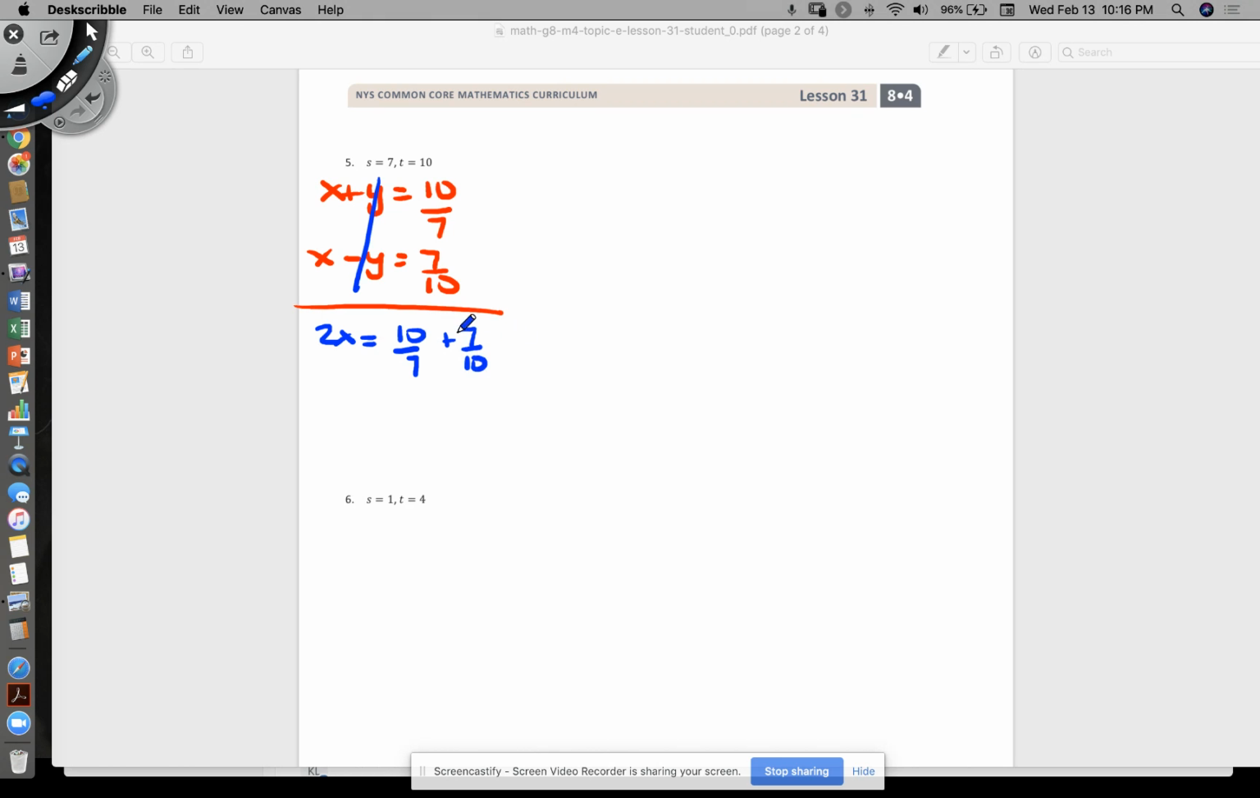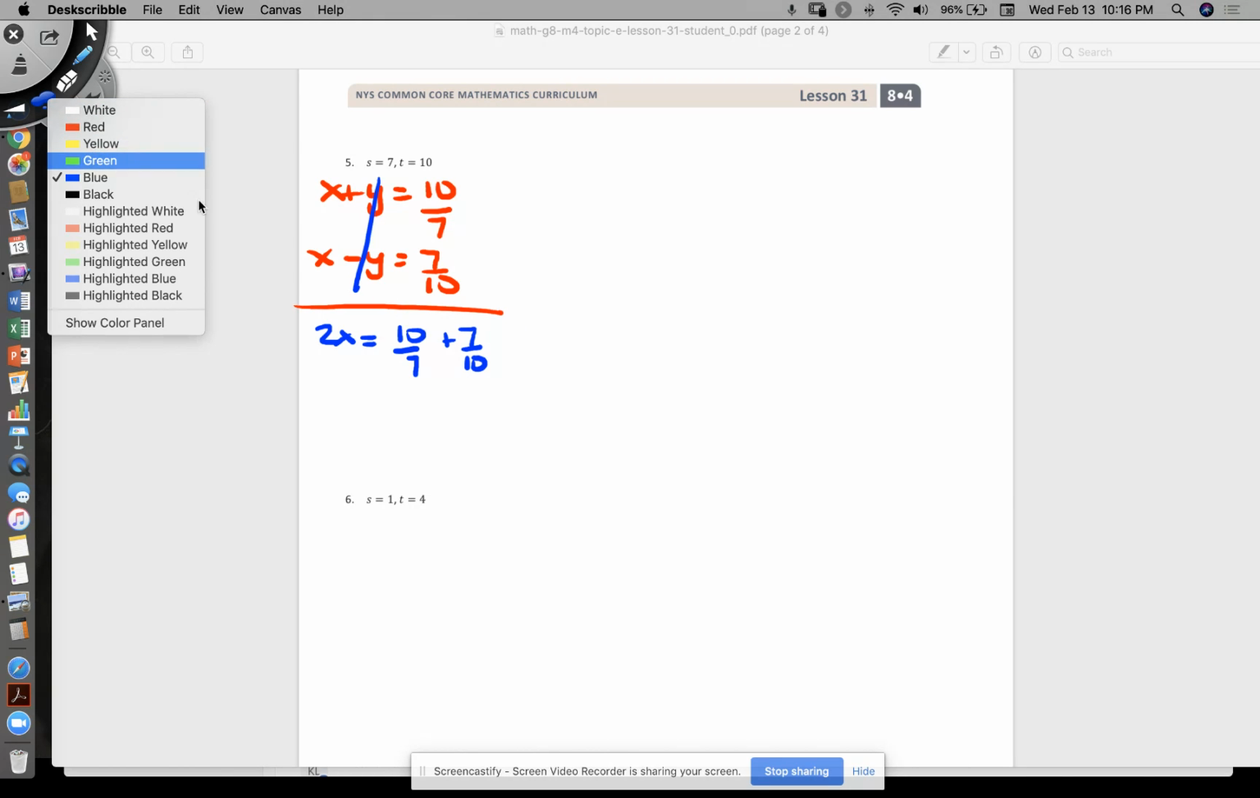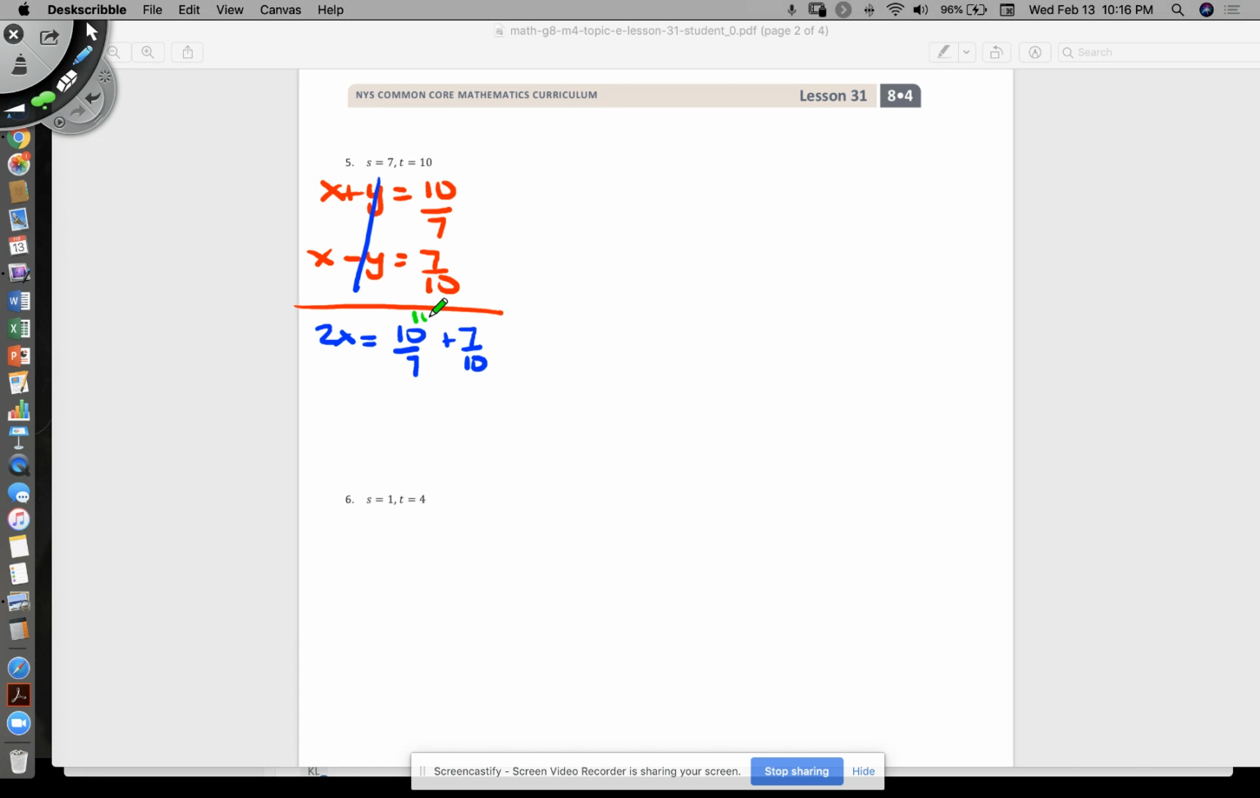7 over 10. Need a common denominator. So I'm going to multiply this by 10 and multiply this by 7. So I wind up with 2x equals 100 over 70 plus 49 over 70. Add those together. I'm going to move my work up here. I then get 2x equals 149 over 70. And I'm going to divide that by 2. And as you remember, we multiplied by its reciprocal. So I'm just going to go ahead and flip it now.